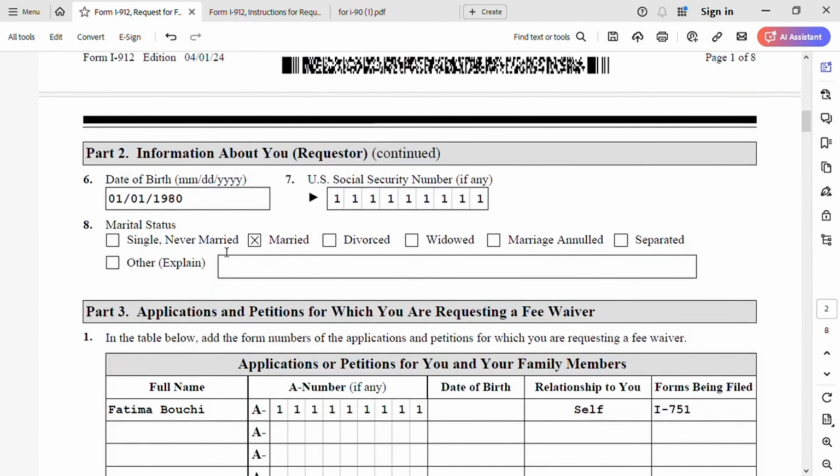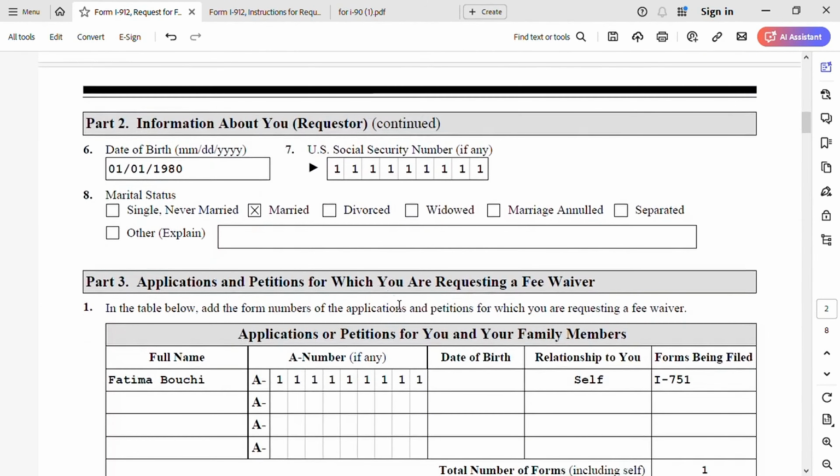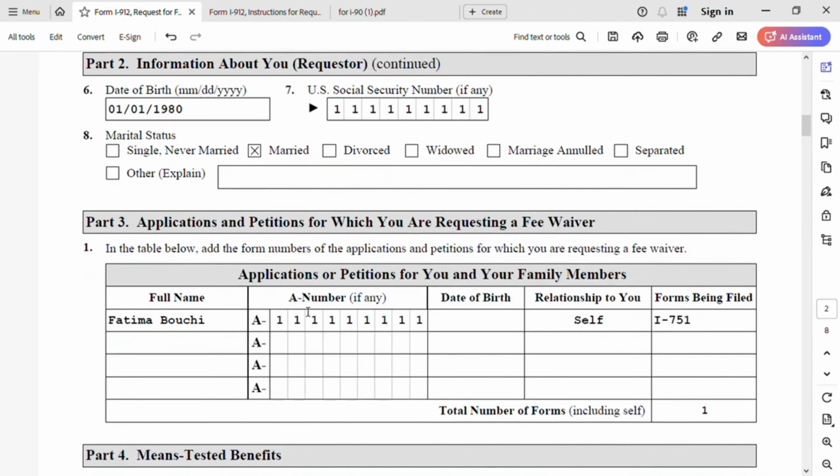So part 2, information about your requester. We're still talking about my spouse. Date of birth is January the 1st, 1980. Her social security number is 1111, and I have a video on how to get a social security number once you get to the United States. Marital status, she's married to me.